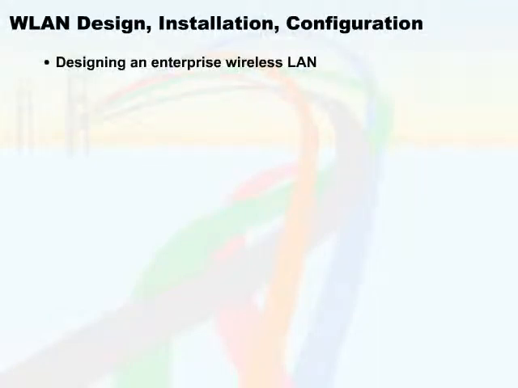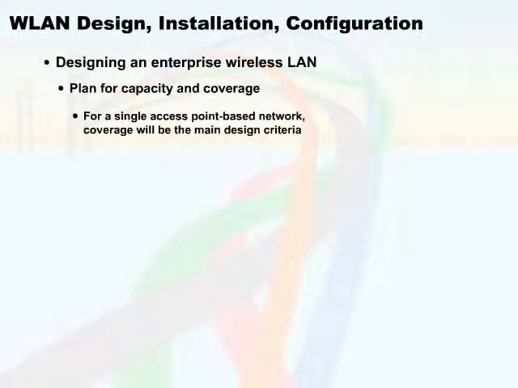Designing an enterprise wireless LAN is a completely new arena, even if you're an experienced network architect. While designing a wireless network, the main design consideration is to plan for both capacity and coverage. Actually, if you ponder for a moment, you'll conclude that if you plan for adequate capacity, sufficient coverage will automatically result. If you deploy a single access point based network for a work group or a small area, then coverage will be the main design criteria.